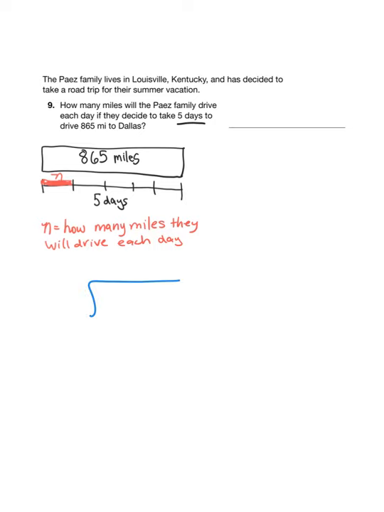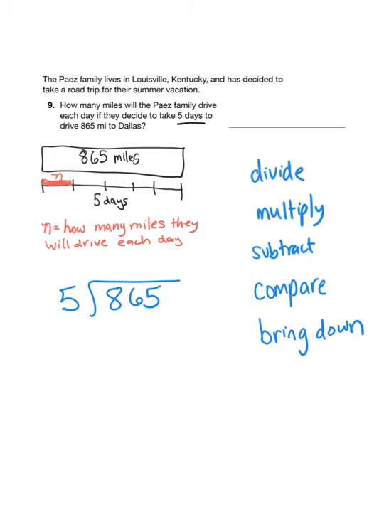So I'm going to take my 865, divide it into 5 days, and here are your steps. Divide, multiply, subtract, compare, and bring down. So what you need to do is pause the video and go ahead and try to work the problem and then compare what you did with what I'm about to demonstrate.